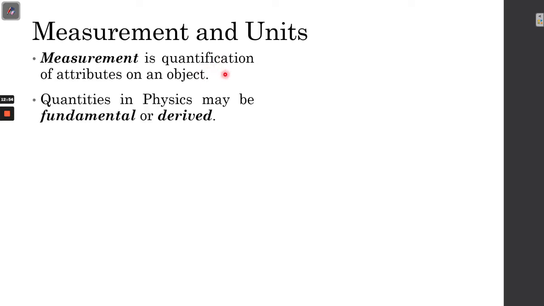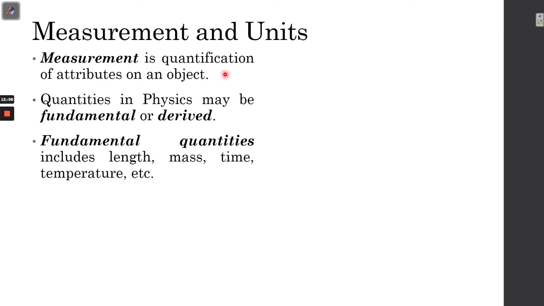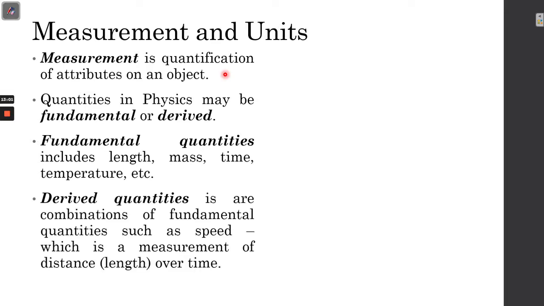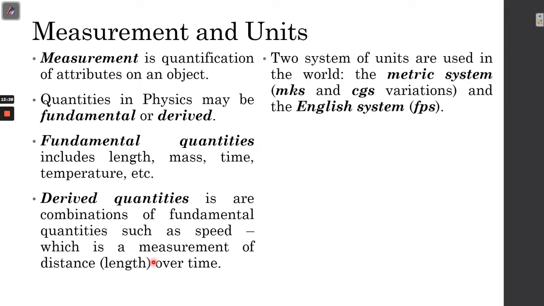Quantities in physics may be fundamental or derived. Fundamental quantities include length, mass, time, and temperature, so they stand alone. Derived quantities are combinations of fundamental quantities, such as speed. Speed is a combination of length, which is a fundamental quantity, and time, which is another fundamental quantity. So when we measure a certain length over a period of time, that is speed, and speed is an example of a derived quantity because it's a combination of two fundamental quantities.